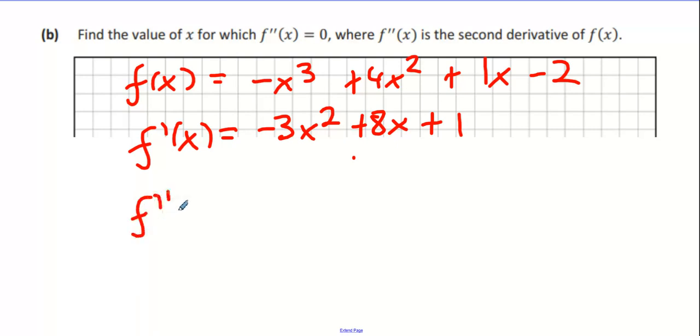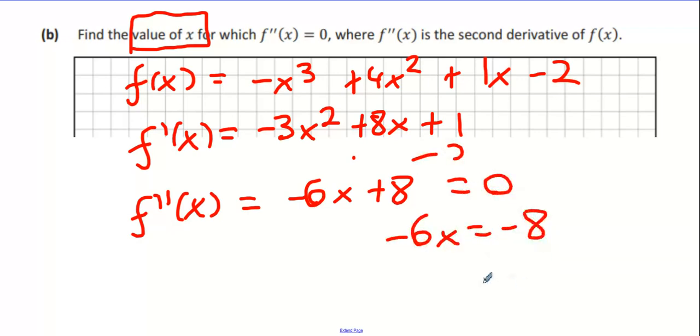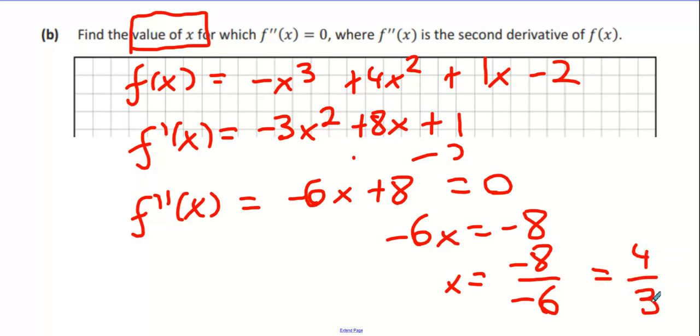Second derivative. Second derivative? Yeah. Minus 6x, yeah. Plus 8. Does it say value or values? Singular or plural? Expecting one answer only. Got it? Second derivative equals 0. Bring the 8 over this side. Minus 6 is multiply on the left, which makes it division on the right. And you get an answer of 4 over 3. Does that kill you guys?